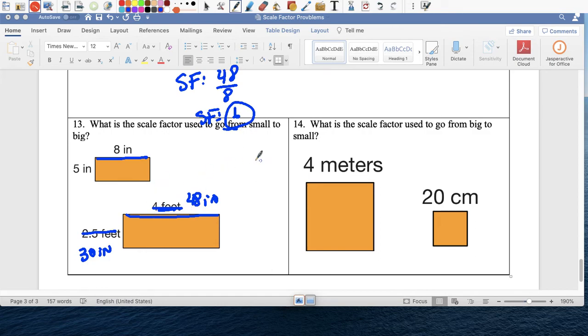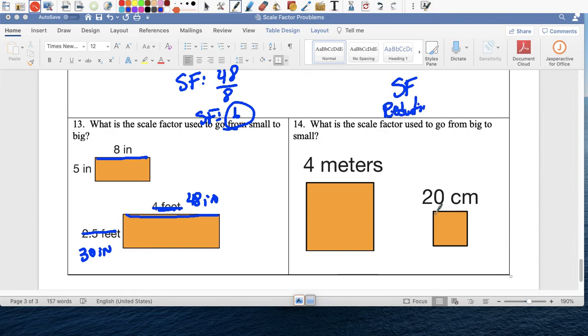And it makes sense, right? Because 8 times 6 is 48 and 5 times 6 is 30. So the resulting second triangle is 6 times larger in its measurements. Okay, so be careful. Units always have to be the same. And likewise here, we're going from big to small. We're going for a reduction. So this is going to be a reduction.